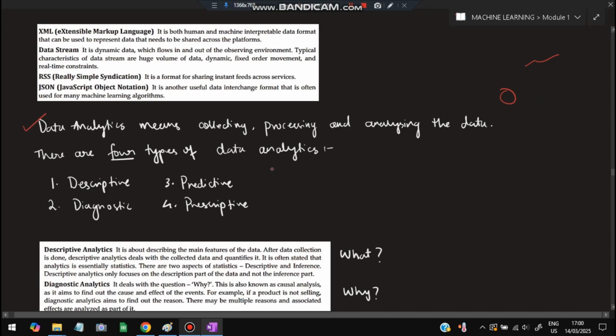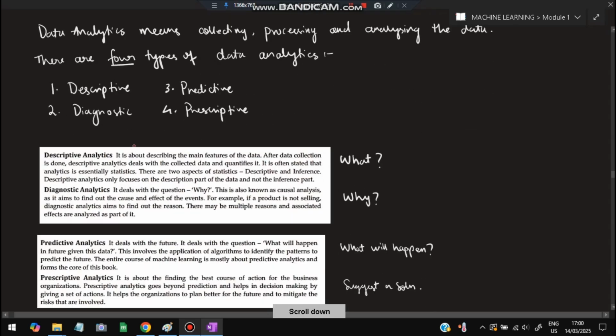So there are four types of data analytics: descriptive, diagnostic, predictive, and prescriptive. Descriptive means we are describing the data, what the data is. It is about describing the main features of data. That is called descriptive analytics. Next is diagnostic. Diagnostic deals with why. Suppose a person has a disease: why does the person have the disease, what are the symptoms, what has caused the disease. Diving deep and digging into the data for the root cause, that is called diagnostic.